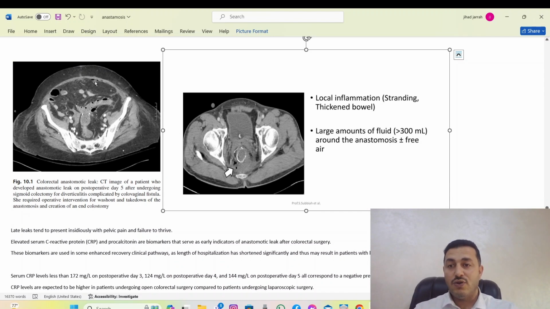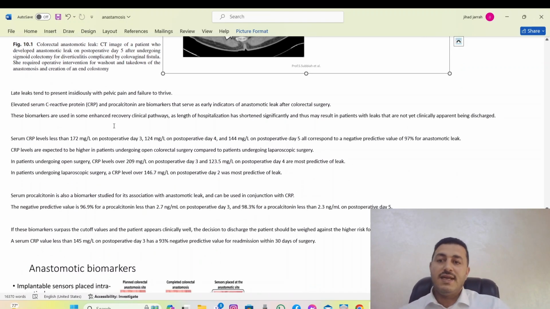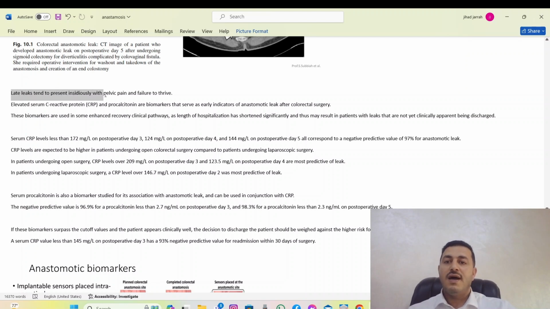And we have gas over here. We have inflammation. We have gases here. This is actually a fistula, a complication of a fistula. Okay, as we said, late leaks tend to present vaguely, as pelvic pain or failure to thrive.